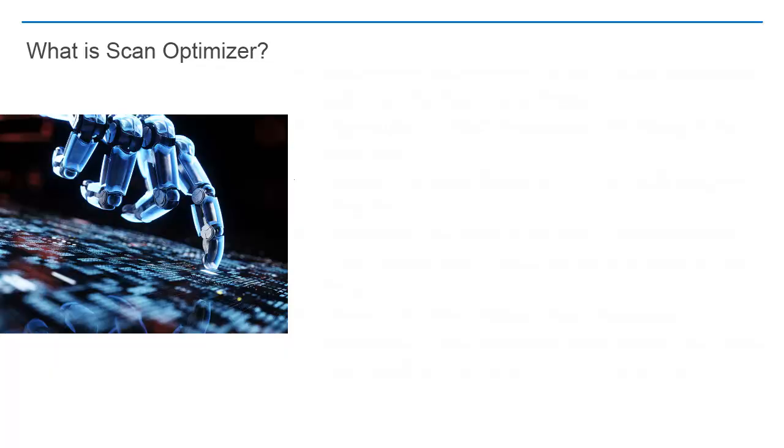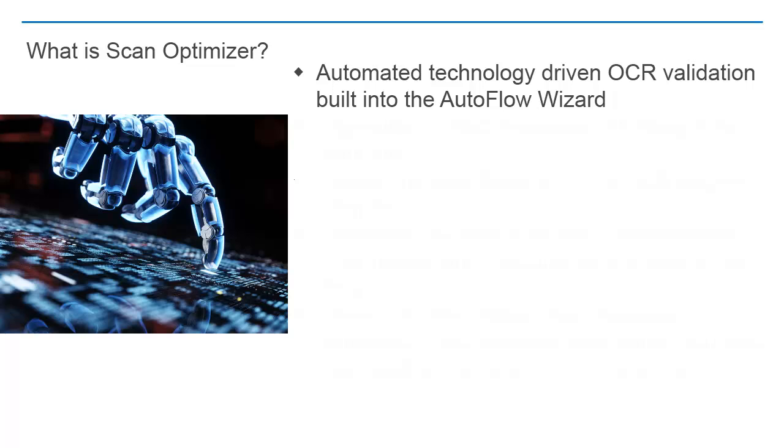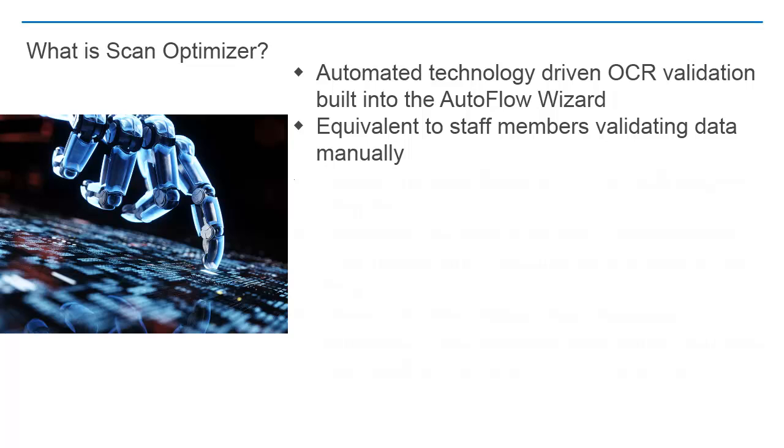Let's start by answering the question, what is Scan Optimizer? Scan Optimizer is a validation technique that leverages OCR technology. OCR is optical character recognition, and it is the technology that ProSystem FX Scan uses to extract data from forms already. When you autoflow data from Scan into tax, you might have a staff member review the data to ensure that Scan extracted it accurately. You could be using the validation step during autoflow, or you may wait to review it once it's imported into the tax return. However, it's important to note that someone is reviewing this data manually and comparing the results to what they see on the page.